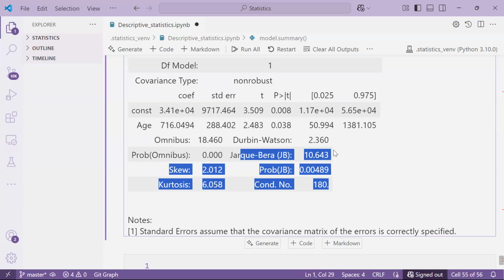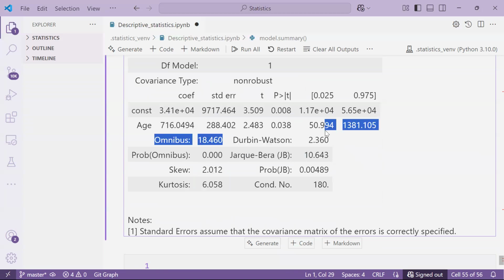I can explain what the assumptions are: residuals are normally distributed, the independent and dependent variables are linear in nature, and our dependent variable could be normally distributed. So different kinds of assumptions are there, and we can check all of them with these particular statistical values.